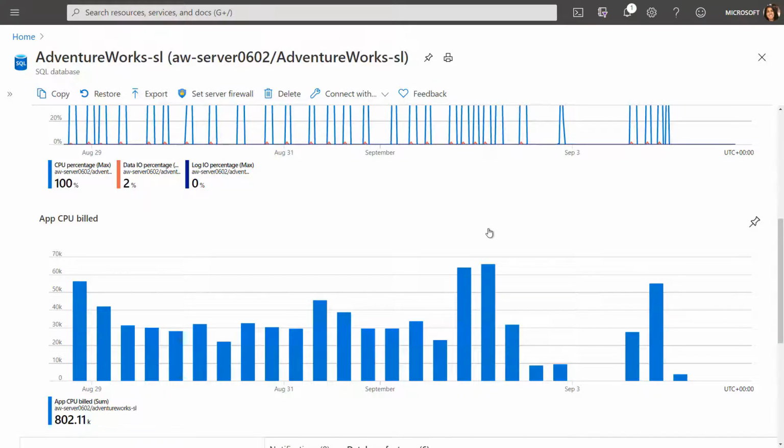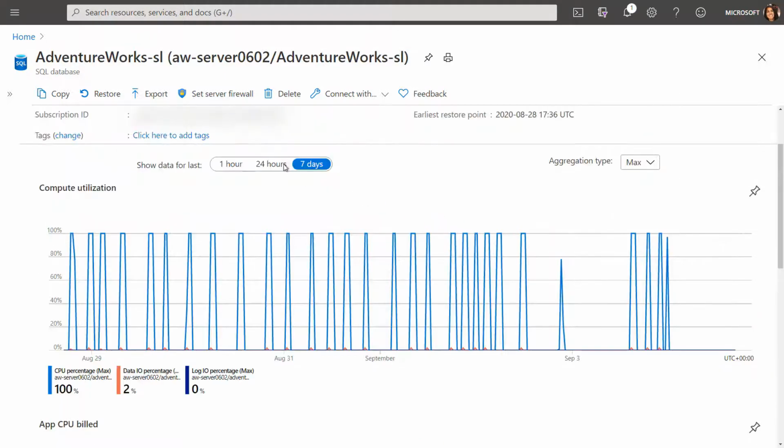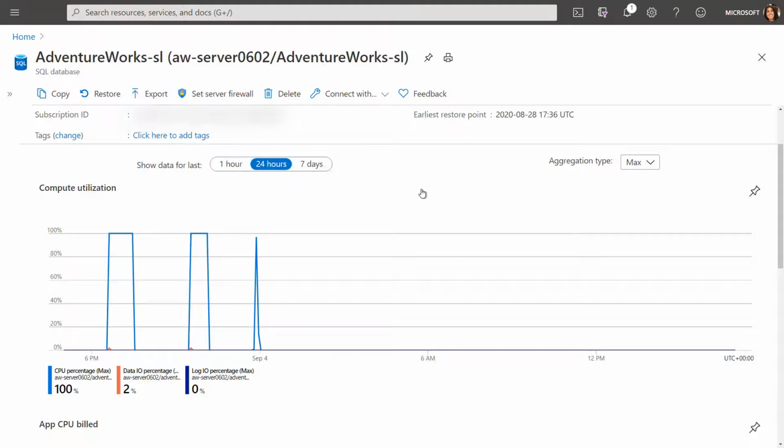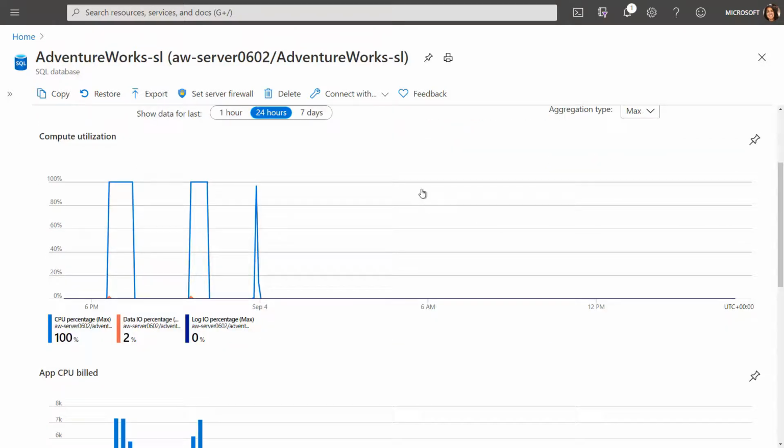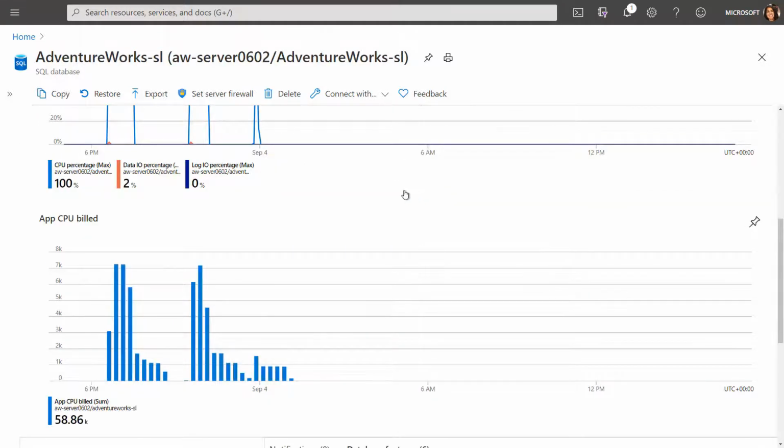In my app CPU build history, you can see that I'm only being billed for the CPU I actually use. Even if I take a look at the past 24 hours, you can see spikes where my compute utilization was up, and then how the cache was reclaimed and we went back to being paused. So that's serverless, which is great for intermittent and or unpredictable workloads.